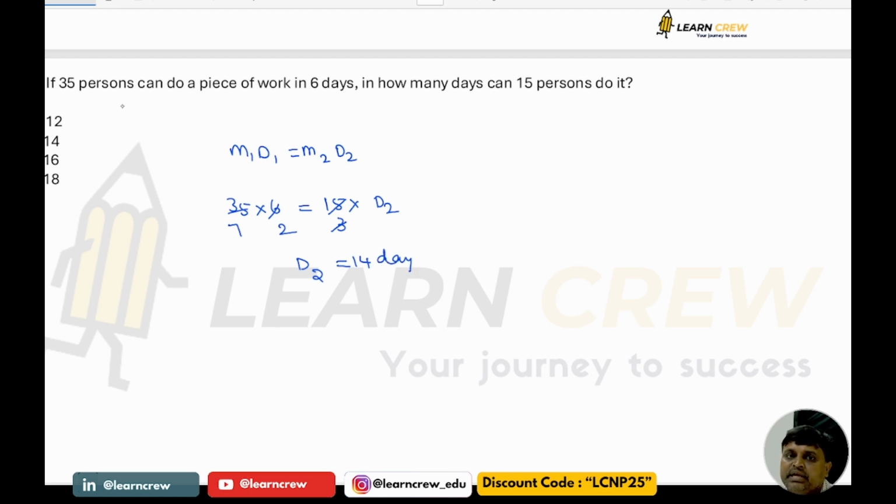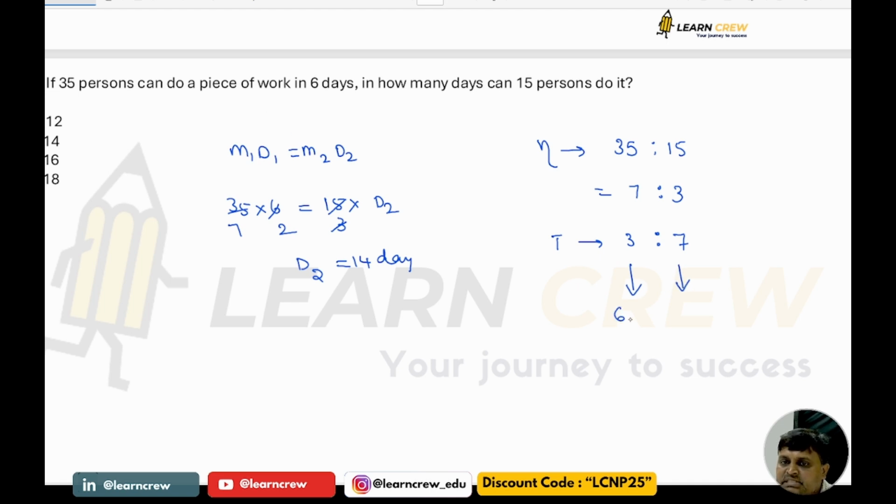So here, if you observe, the efficiency ratio is given. Efficiency initially 35, finally 15. So the efficiency ratio is 7:3. Thereby the time taken ratio would be 3:7. So initially if it is taking 3 parts time, finally it will take 7 parts time.